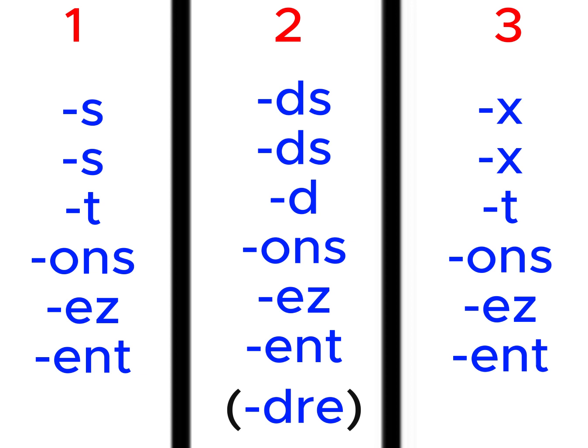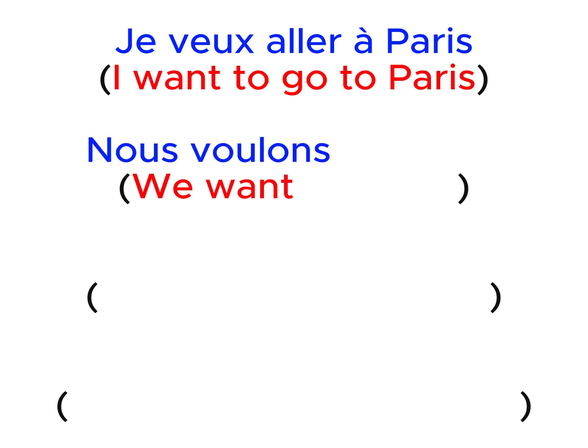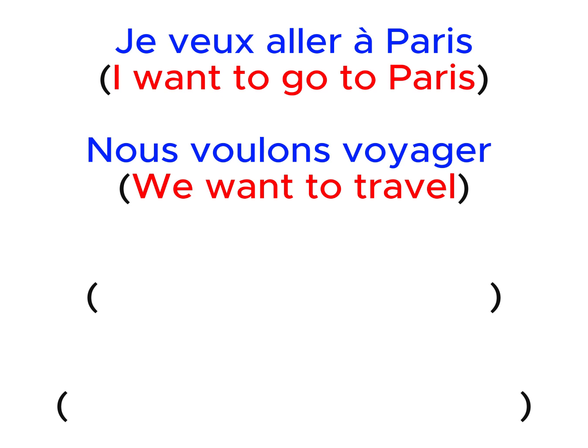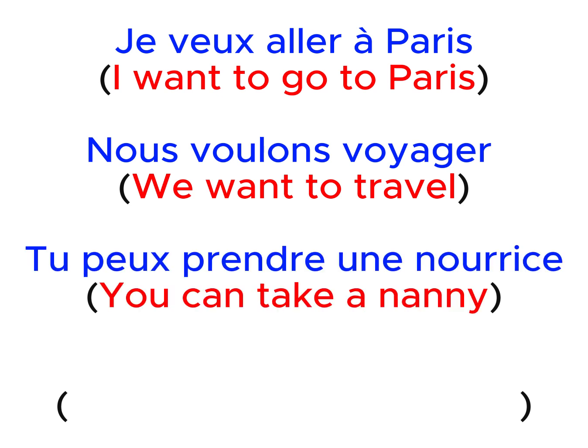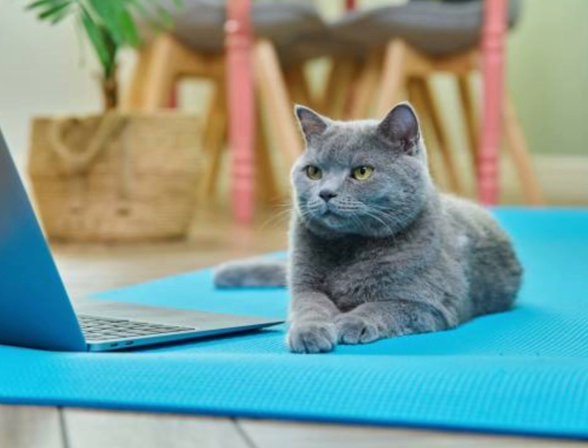And finally, for group number 3. Je veux aller à Paris. Nous voulons voyager. Tu peux prendre une nourrice. Ils peuvent me comprendre. That's all for today.